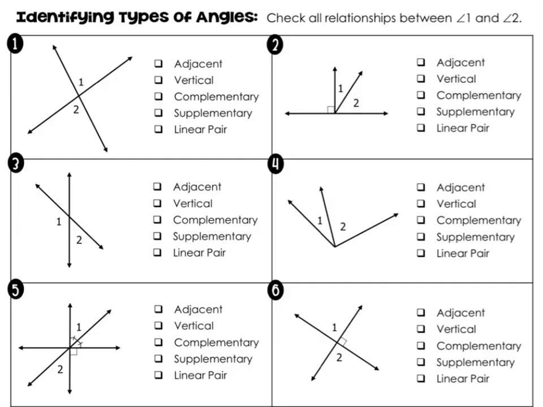Okay, so here on the back, I'm going to show you how it works in number 1, and then I'm going to ask you to look at numbers 2, 3, 4, 5, and 6 on your own. All it's asking us to do is check all relationships between 1 and 2, whatever applies in each situation. So for number 1, these angles are across from each other. They are called vertical angles.